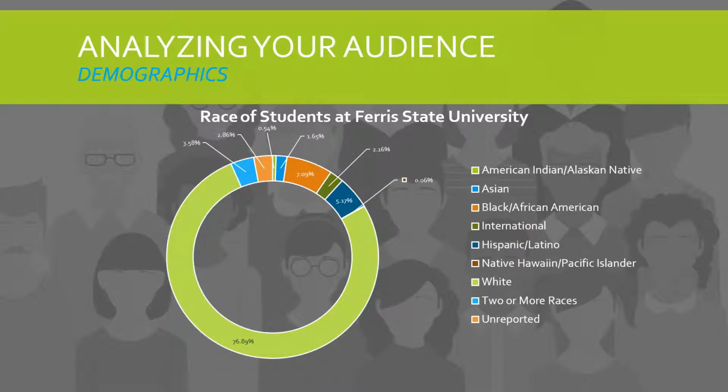Next is racial makeup of Ferris students. As you can see, Ferris is not a very diverse campus, as 76% of students here are white. The next largest group, at 7.09%, is Black and African American students.